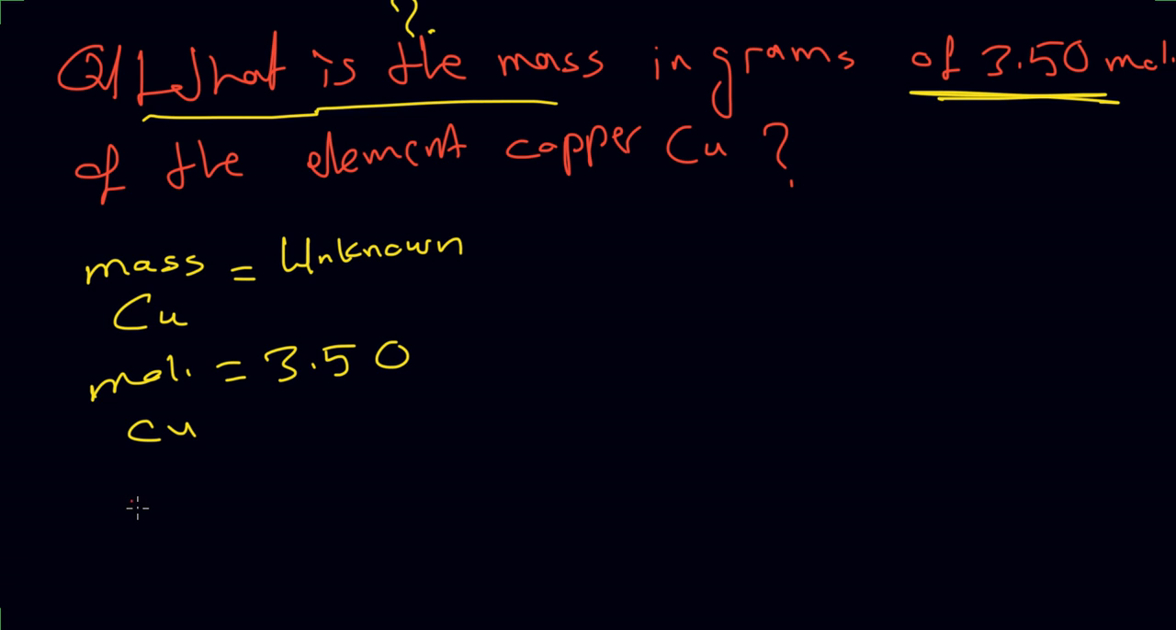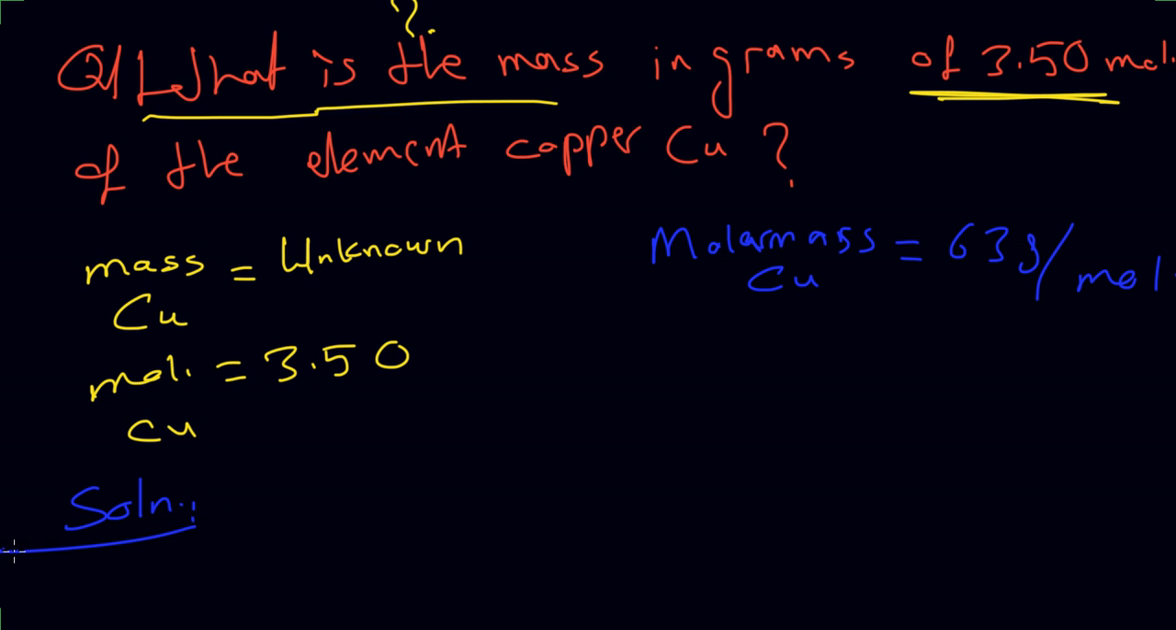Okay, let's find this. But more information must be given. Here, one piece of information is given: the molar mass of copper is equal to 63 gram per mole. Okay, let's solve the question. Solve, I mean by solution.